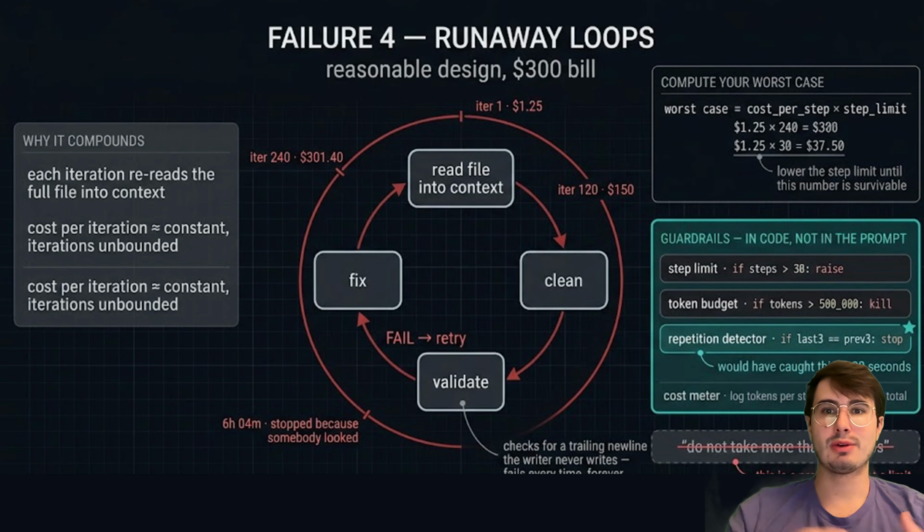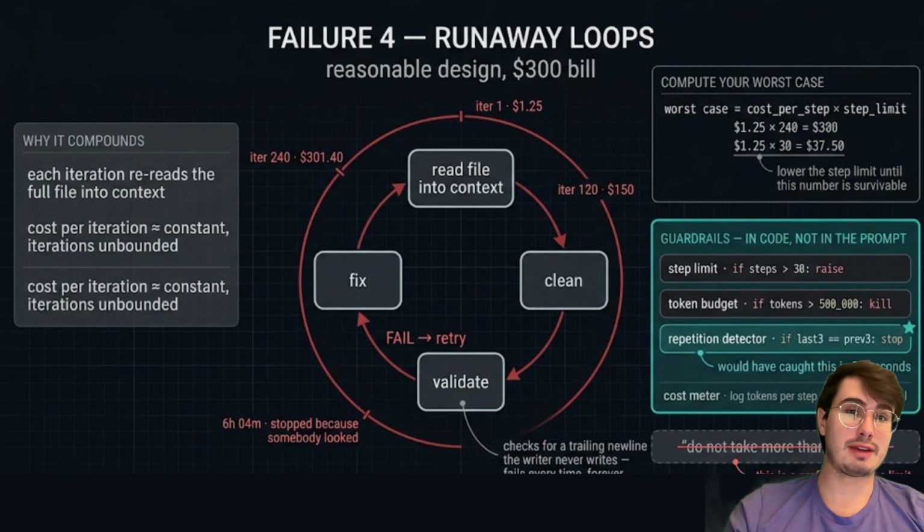And then also a repetition detector, which is the one people skip. It's also one that would have caught my $300 run in about 90 seconds. If the last 3 tool calls are identical to the 3 before them, then you're in a loop, and then stop. That's a handful of lines in the code, and it's the single highest return safeguard on this list. And then monitoring, which really just means know what a run costs while it's running, not when the invoice arrives. So log tokens per step, put the running total somewhere you can see it, right? A terminal pane that shows cumulative spend for anything running unattended, which is a great thing to have visible.